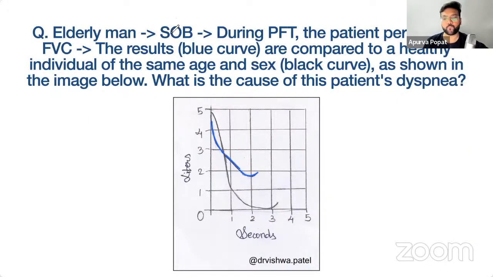All right. This is another intelligent question. Elderly man is coming with shortness of breath. During pulmonary function test, the patient performs FVC, forced vital capacity. You ask the patient to breathe in maximally, expire maximally in rapid time. That's forced vital capacity, okay?